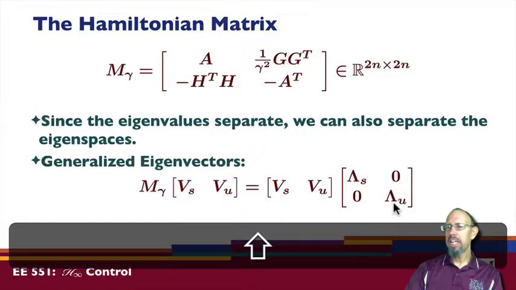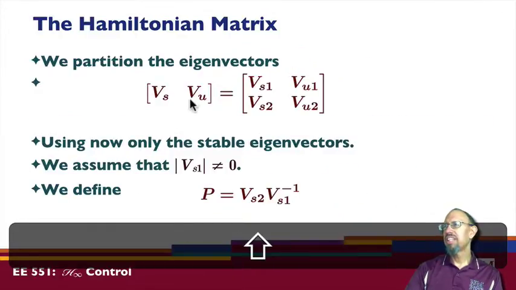So what difference does that make? Well, it turns out that we can use that to calculate something important. If we partition the eigenvectors in half this way, and use only the stable eigenvectors, assuming that this quantity is non-singular, remember, this is a 2n by 2n matrix, so that each of these submatrices is n by n. This is going to be a square matrix. Assuming it's non-singular, we can define this matrix P to be this quantity multiplied by the inverse of this quantity.